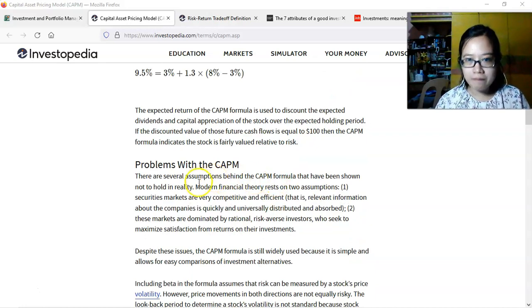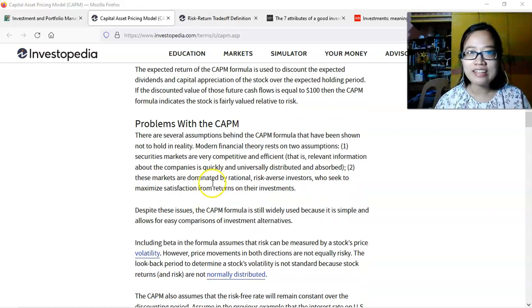Problems with the CAPM. Several assumptions behind the CAPM formula have been shown not to hold in reality. So, kumbaga assumptions na hindi naman nangyayari in reality. Modern financial theory rests on two assumptions. Securities markets are very competitive and efficient.